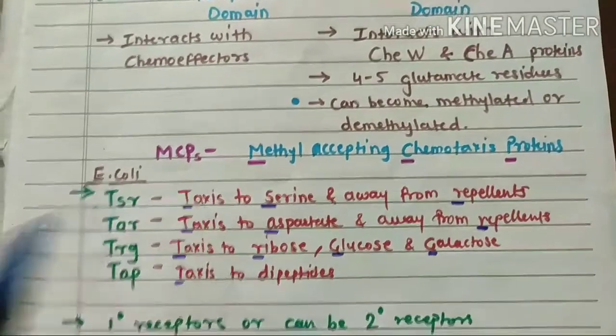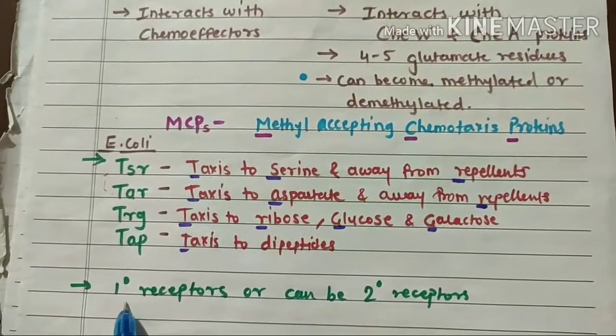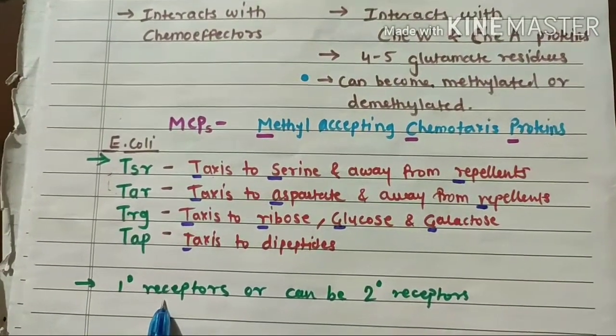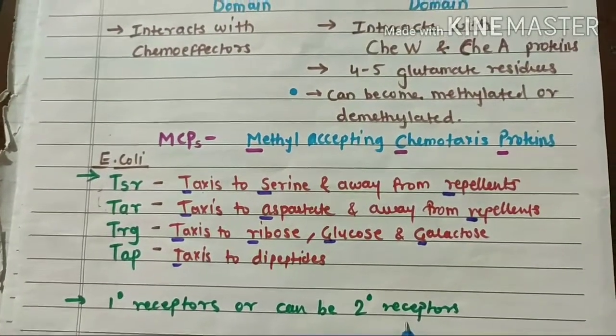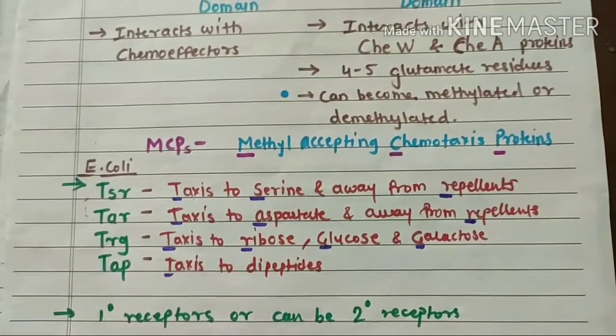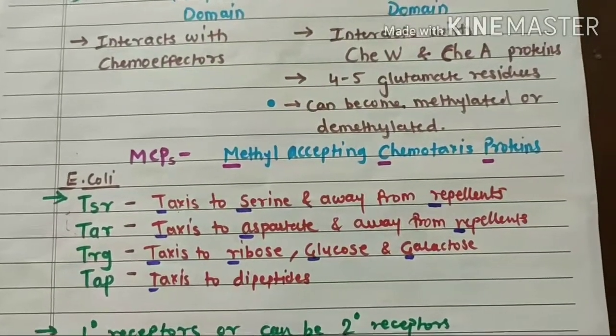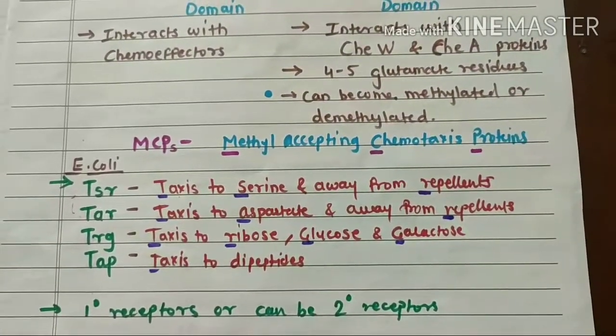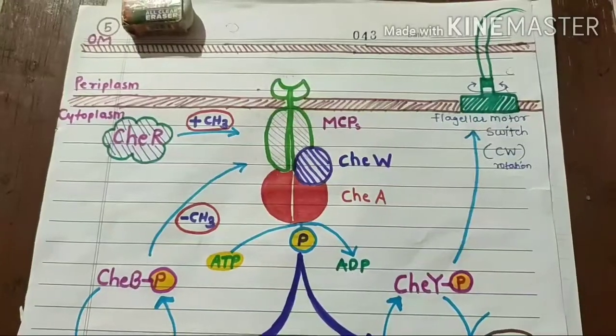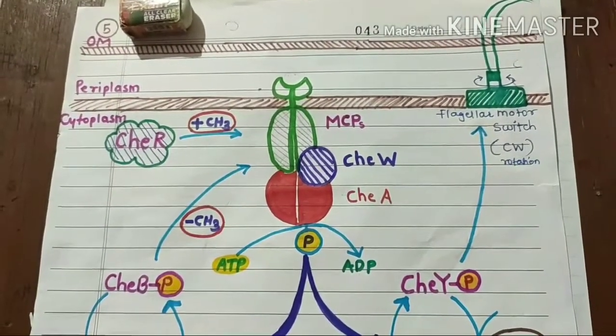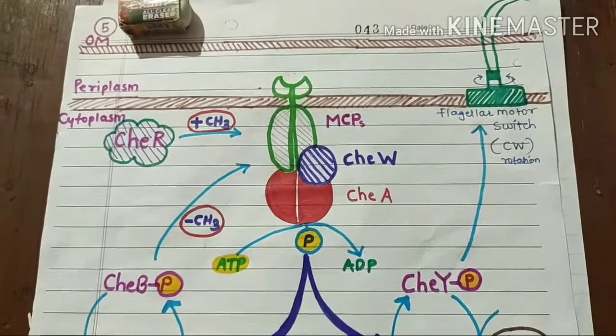These MCPs can sometimes be referred to as primary receptors and sometimes as secondary receptors. We will see what primary and secondary receptors are in detail when we go for the detailed explanation of the signaling pathway. Now let's take a look at the chemotaxis signaling system, how it works.